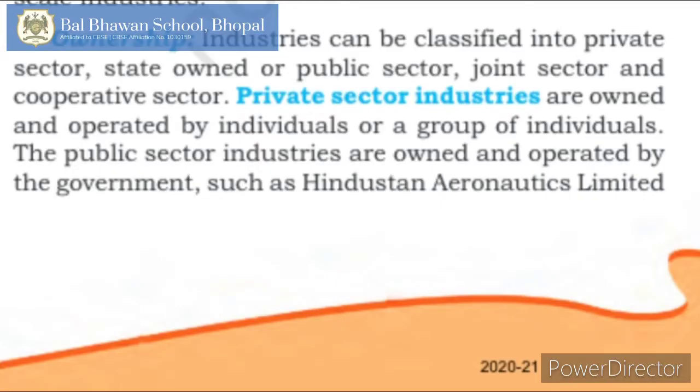On the basis of ownership, industries can be classified into private sector, state owned or public sector, joint sector, and cooperative sector. Private sector industries are owned and operated by individuals or group of individuals. From the name itself, it means private, that means it belongs to an individual or group of people. Whereas the opposite of private is public sector. Public sector industries are owned and operated by the government.